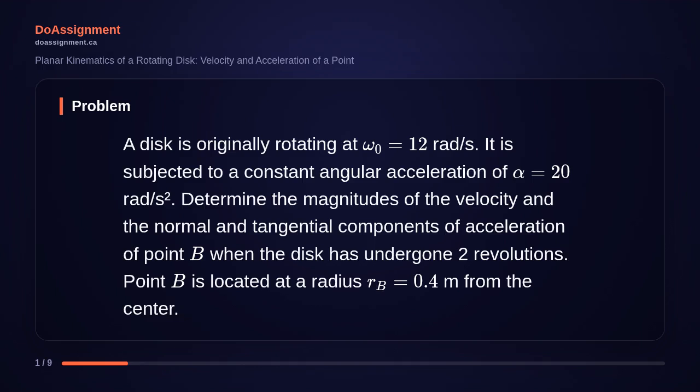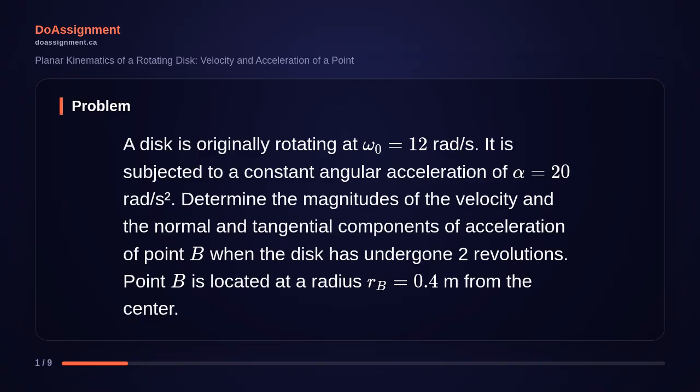A disk is originally rotating at omega 0 equals 12 radians per second. It is subjected to a constant angular acceleration of alpha equals 20 radians per second squared. Determine the magnitudes of the velocity and the normal and tangential components of acceleration of point B when the disk has undergone 2 revolutions. Point B is located at a radius of 0.4 meters from the center.